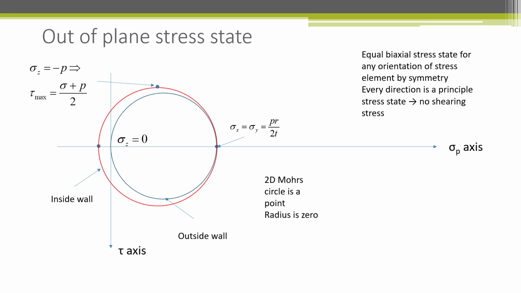As shown earlier, the stress in the z direction is negative p, and when this point is plotted on the principal stress axis, we get a Mohr circle indicated by the larger red circle. This represents the absolute maximum out-of-plane shear stress for the spherical pressure vessel and is given by this equation.